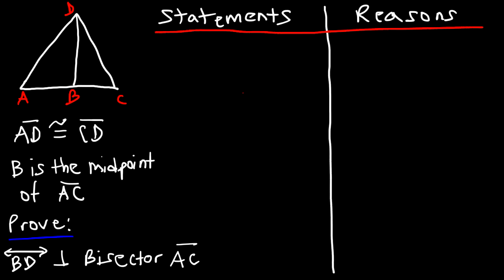So how can we do this? In order to prove that BD is the perpendicular bisector of AC, we need to show that points D and B are equidistant from the endpoints of the segment A and C. Now, if you recall, according to the perpendicular bisector theorem, it states that if 2 points are equidistant from the endpoints of a segment, then those 2 points determine the perpendicular bisector. So we got to show that D is equidistant from A and C, and B is equidistant from A and C as well.